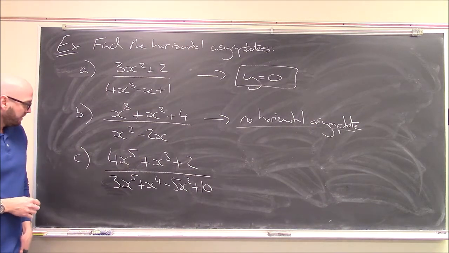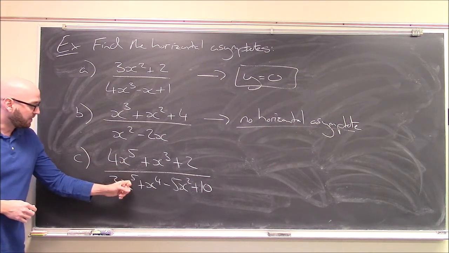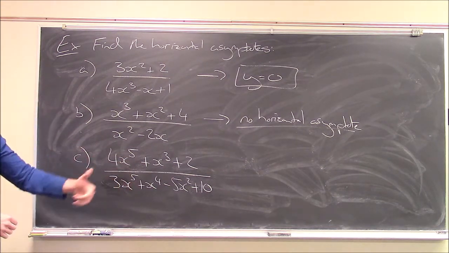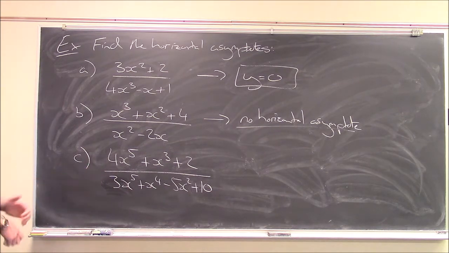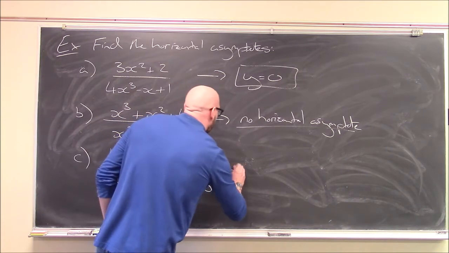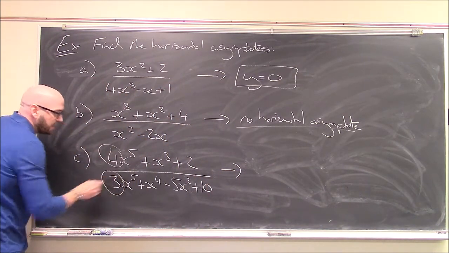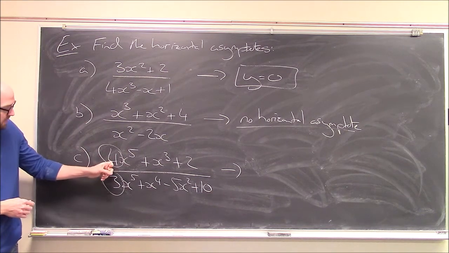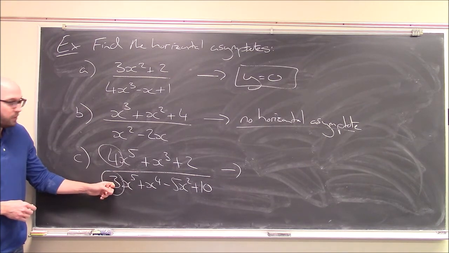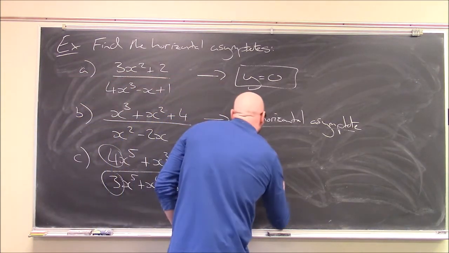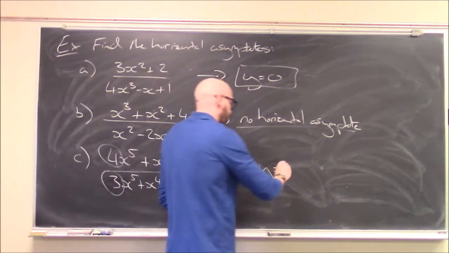And finally, in example C, the degree of the numerator is 5, the degree of the denominator is 5, so the degrees match up, and this is the interesting case, where I have to consider a little bit more. Now I do have a horizontal asymptote, and the way I find it is I take the ratio of the leading coefficients. The leading coefficient of the first polynomial is 4, and the leading coefficient of the bottom polynomial is 3. So I do have a horizontal asymptote, and it's at y equals 4/3.